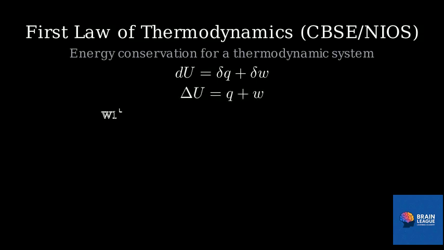In finite form, we write delta U equals Q plus W, for only pressure volume work at constant external pressure. We will also use W equals minus P times delta V because expansion work is done by the system.